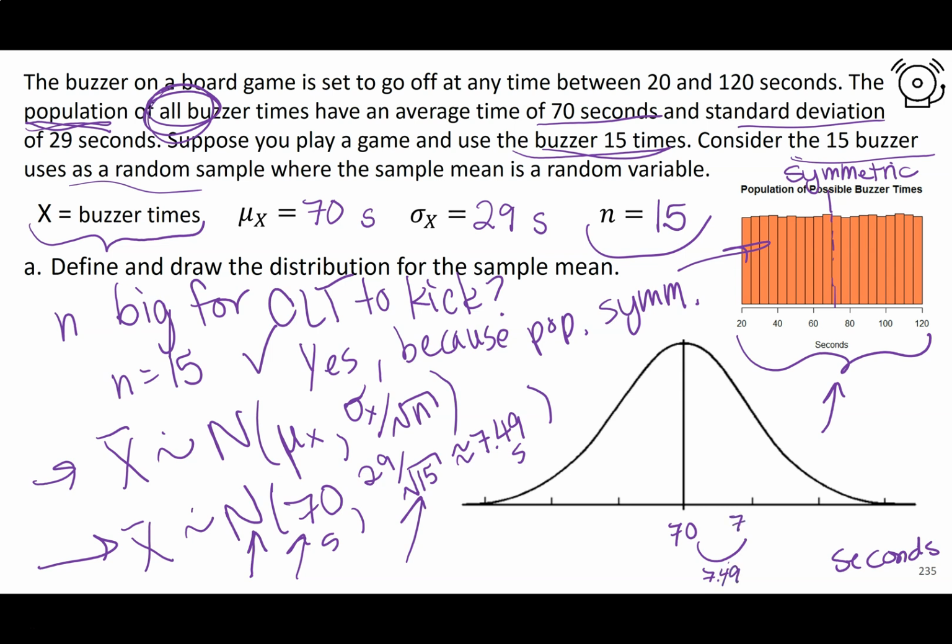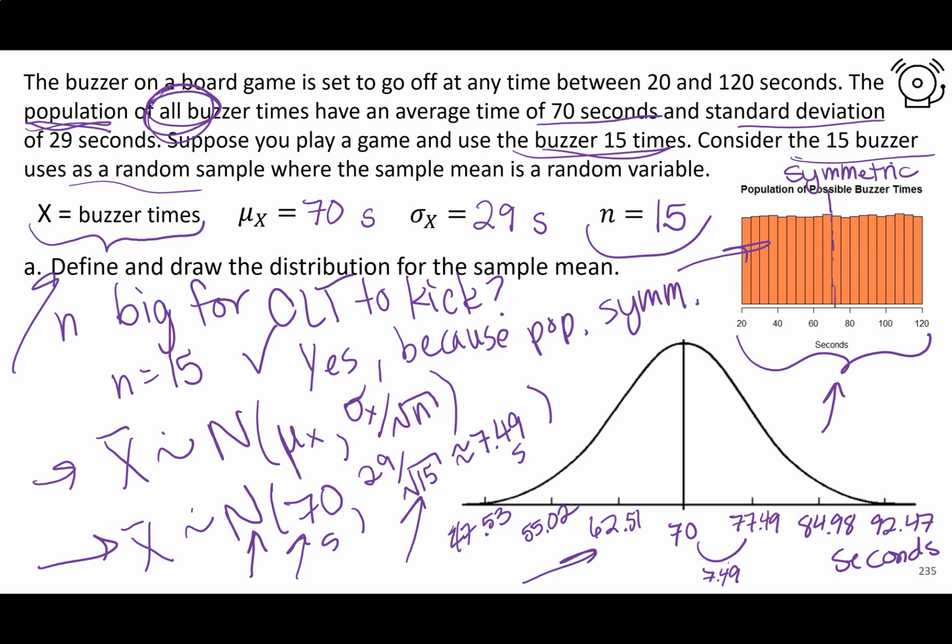So this will be 77.49, 84.98, 92.47. I tend to do the addition first because I am so much shakier about the subtraction. Then 62.51, 55.02, and 47.53.